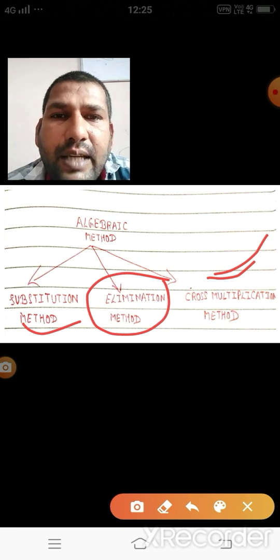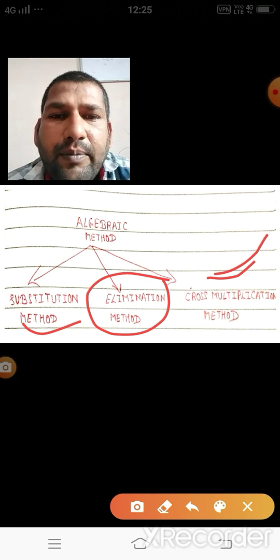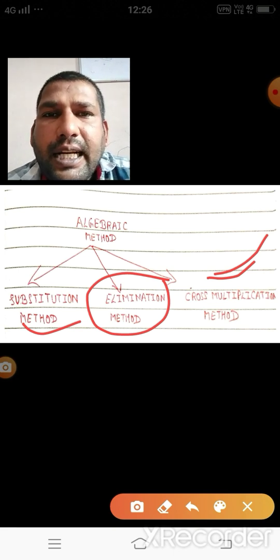We use this method when we observe coefficients with greater values. If the coefficients are simple one-digit numbers, we use the substitution and elimination methods. But if you get two-digit or three-digit numbers, use the cross multiplication method, and you will easily get the answers.